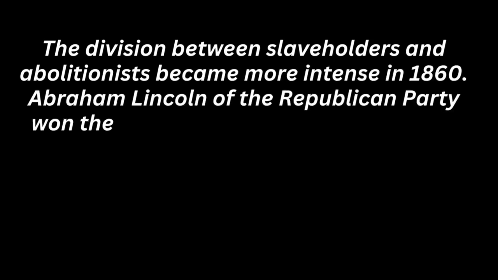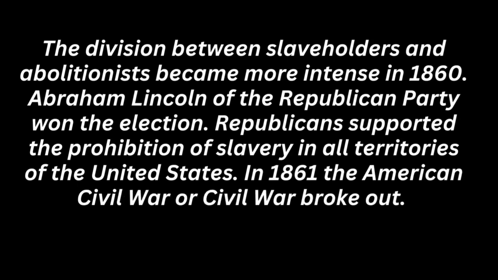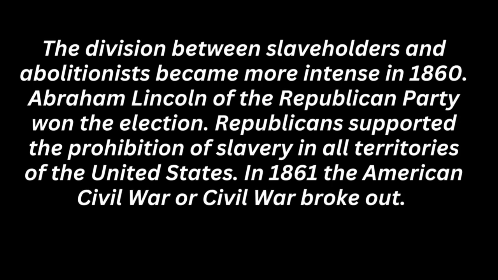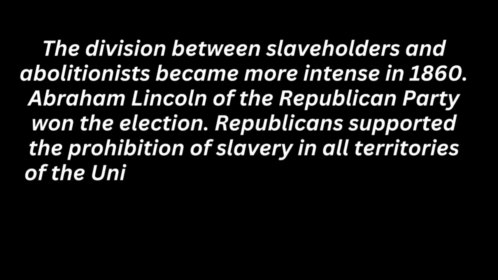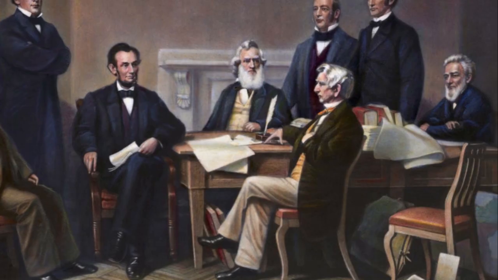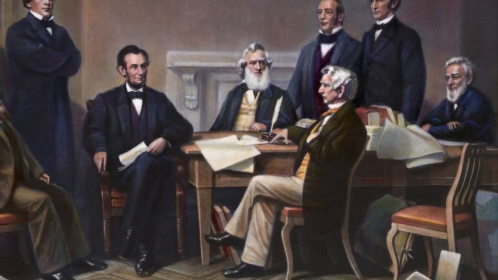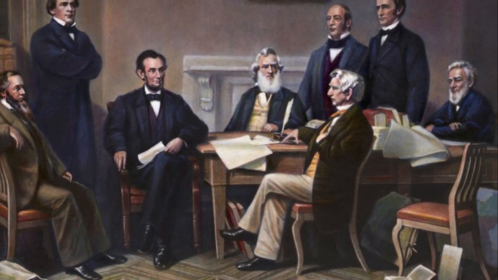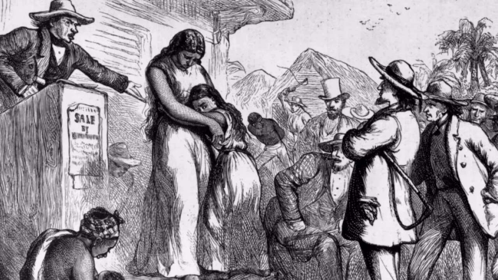The division between slaveholders and abolitionists became more intense in 1860. Abraham Lincoln of the Republican Party won the election. Republicans supported the prohibition of slavery in all territories of the United States. In 1861, the American Civil War broke out. The United States was divided into different regions, and the southern states, which were in favor of slavery, united to form the Confederate States. They wanted to become independent from the rest, who were increasingly opposed to slavery, and form their own country. The northern states joined together to form the Union, which won the Civil War in 1865.